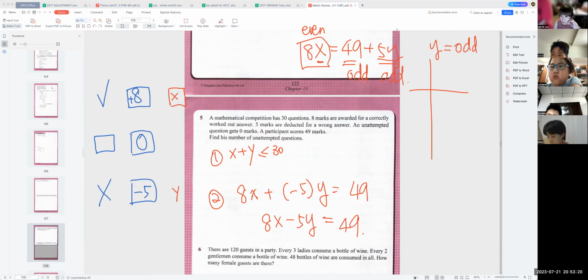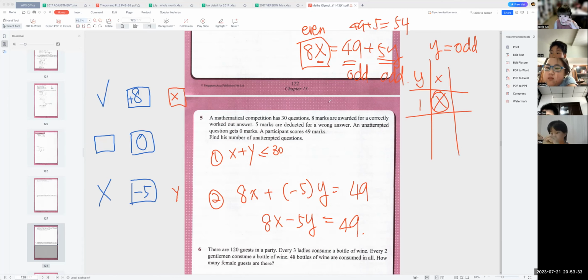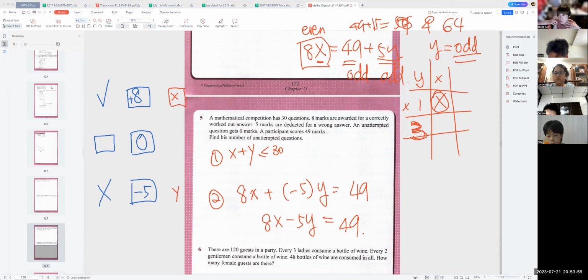Okay, so let's try different answers. When y equals 1, x equals what? 49 plus 5 equals 54. Sorry, x is no answer for the whole number because you cannot have 1.5 correct answers. It's either 1 correct, 2 correct, or 3 correct, there is no 1.5 correct. So y cannot equal 2 either because y is an odd number. So y equals 3. So 49 plus 15 equals 64.